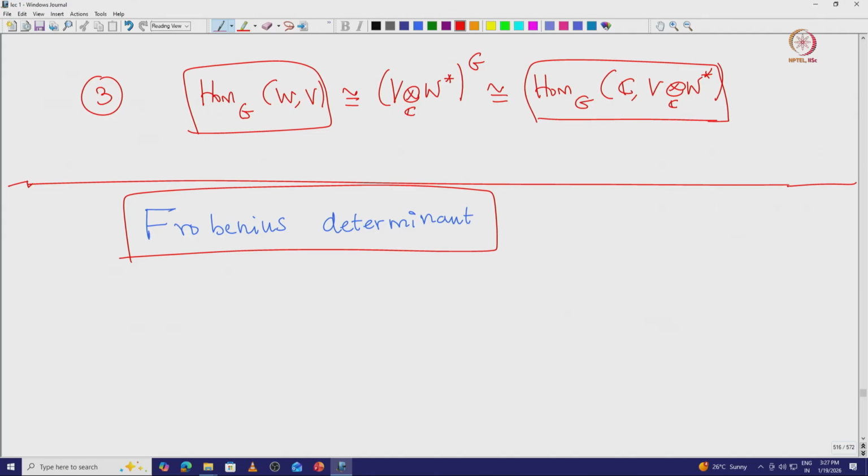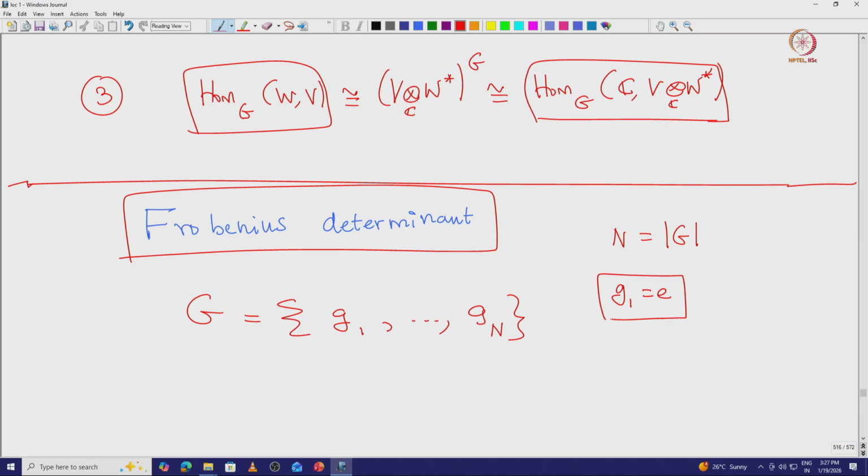So, we start by enumerating the group G. We just list its elements: g1 etc., gn. Fix capital N to be the order of G, and for simplicity we can take g1 to be the identity element. Now, what we do is introduce n commuting variables indexed by the elements of G.